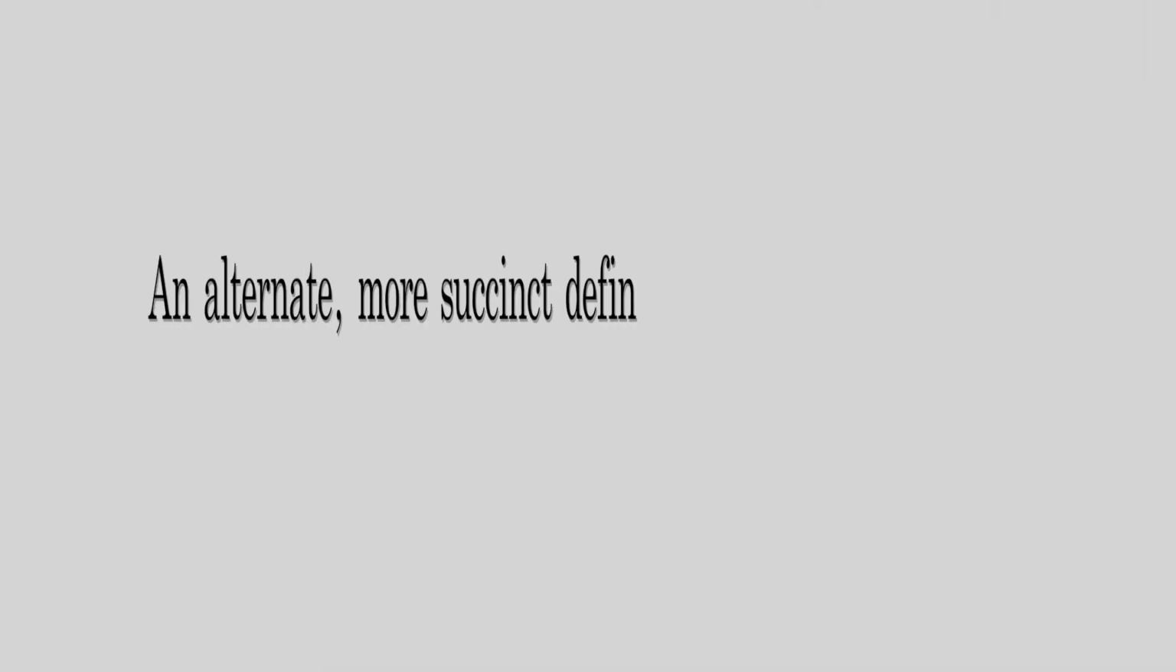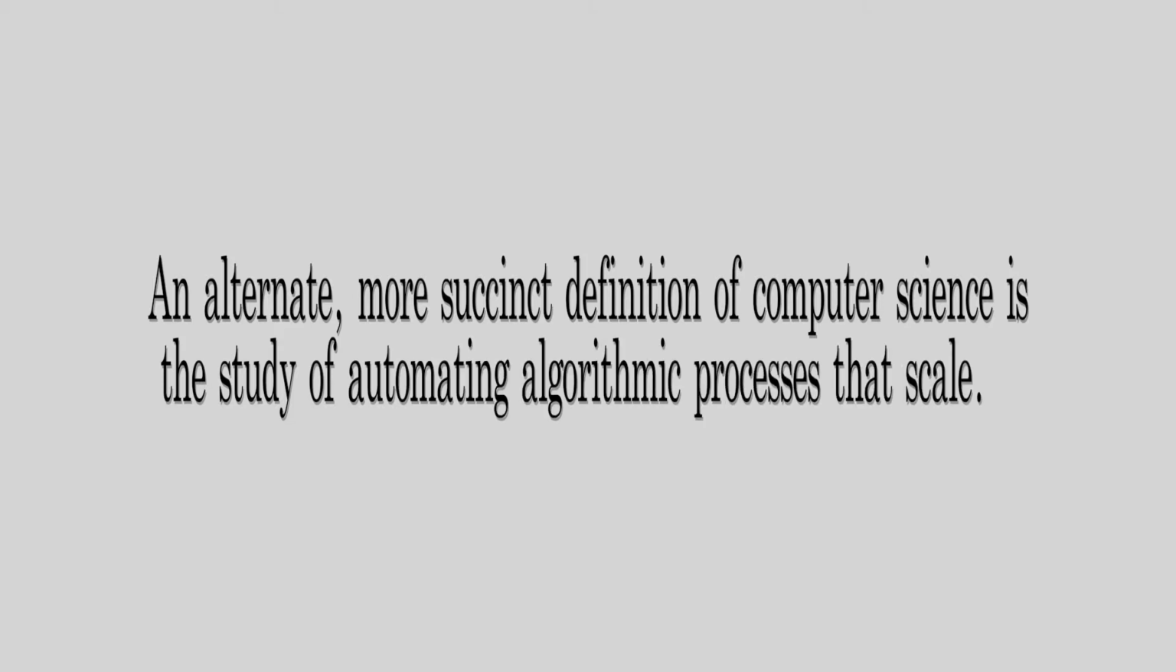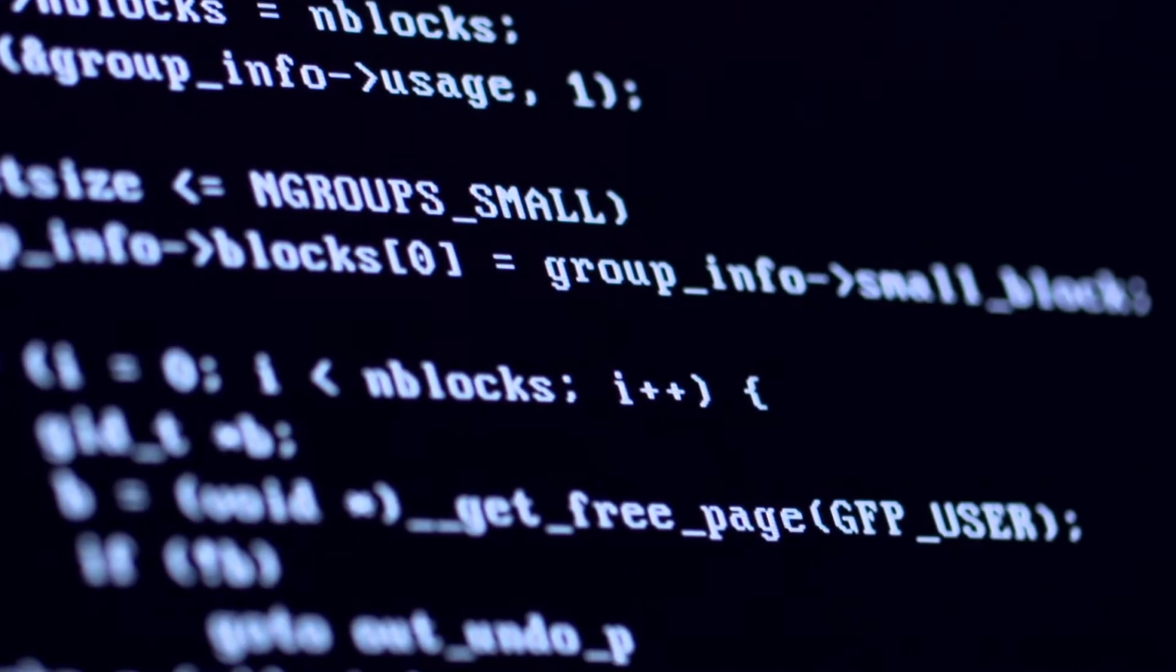An alternate, more succinct definition of computer science is the study of automating algorithmic processes that scale. Okay, so let me break this down in layman's terms. Computer science is the study of the foundation of computers and how they're programmed to process information. Typically, when you hear about computer science, you hear about coding, and you see something like this. So all of this code is written by people.